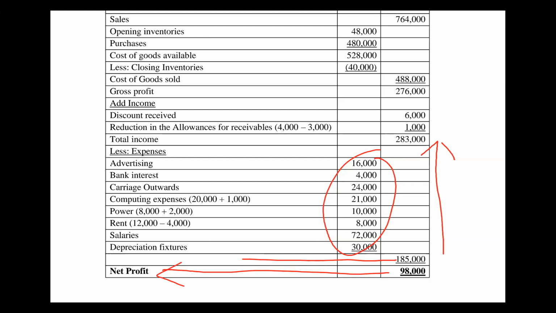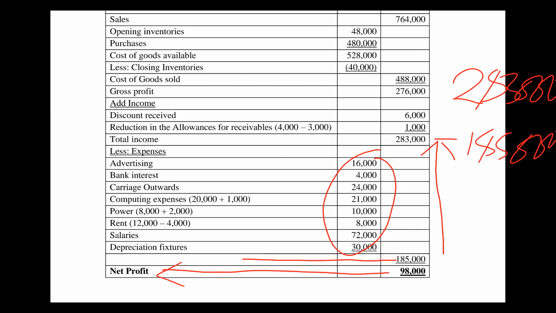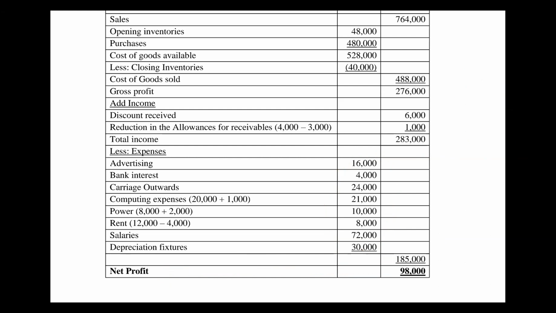You are subtracting like this: 283,000 minus 185,000. What is 185,000? It means total expenses, right? And you have 98. Now, this 98 can either be a negative or a positive value, okay? Listen, if it is negative, you don't write net profit. That is not a profit. You write net loss, right? If this figure is negative, it means you made a loss. Remember, this is just profit or loss, so it can either be a profit or a loss, right?